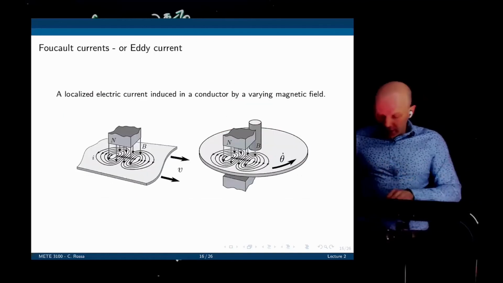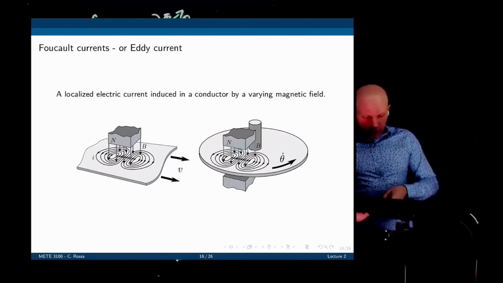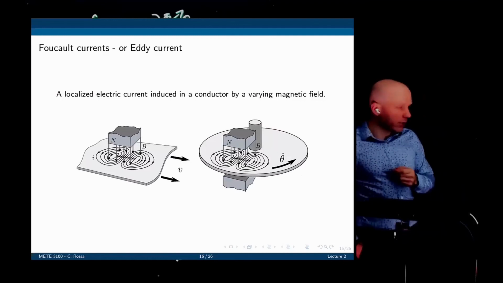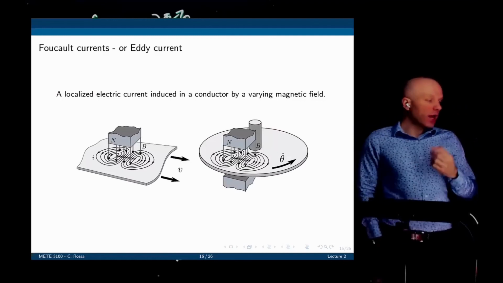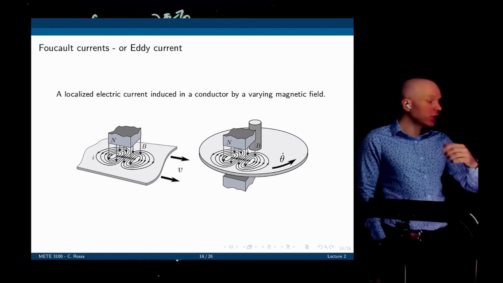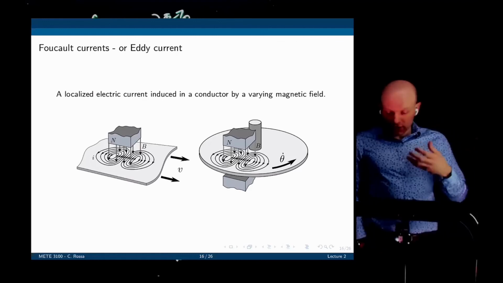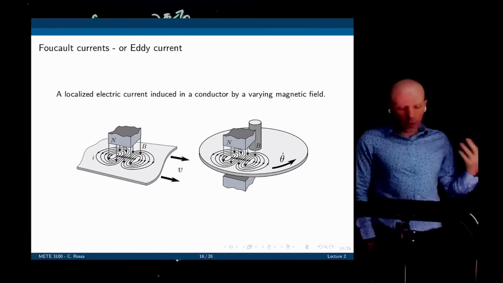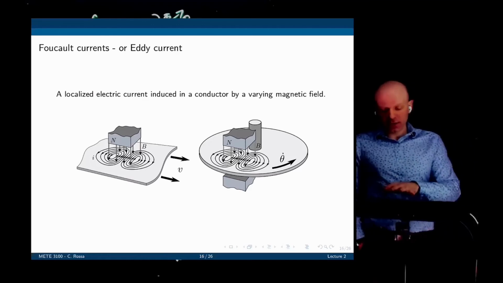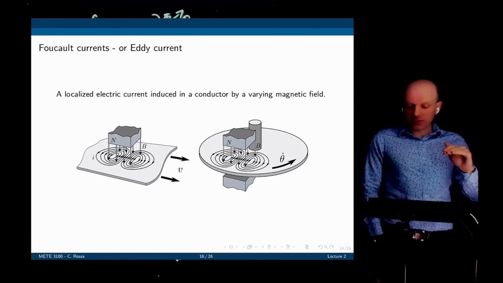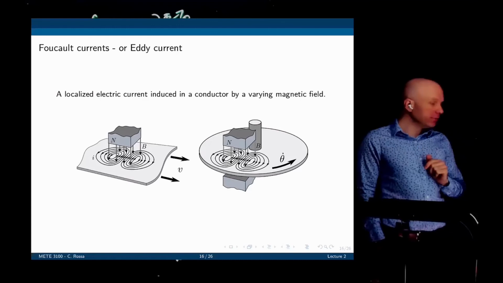There are many applications of this phenomenon. Here is one. Foucault currents are very common. Foucault currents, or eddy currents, are the currents that are generated through this induction process. We have 2 ways to create that. Let's consider the first case. We have a ferromagnetic plate that moves at a speed v.